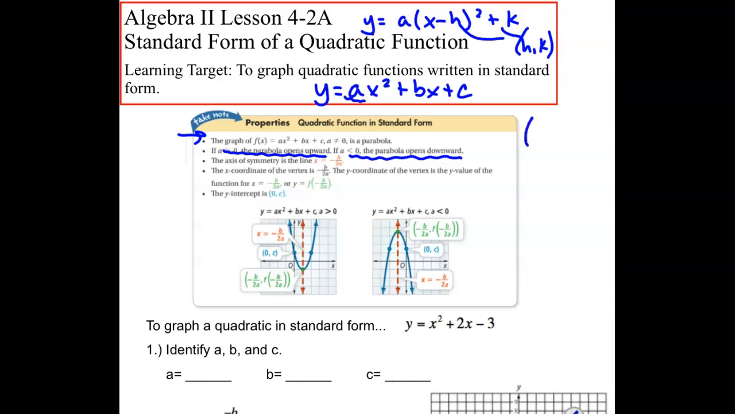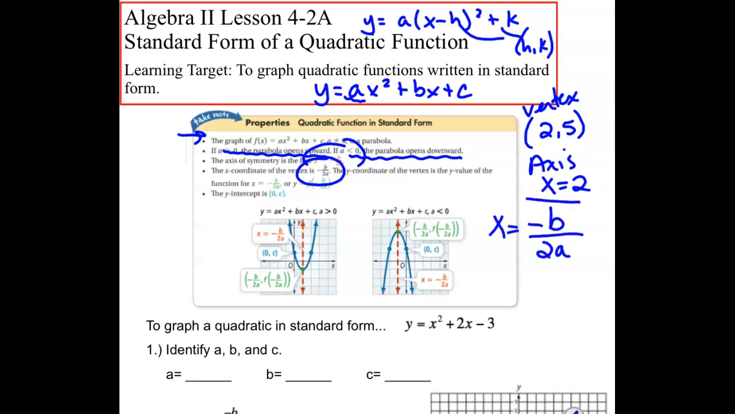Do you remember yesterday when we talked about a vertex? If our vertex was at, say, the point (2, 5), our axis of symmetry went right through that x coordinate, so we had x equals 2. So you'll notice here that our axis of symmetry and the x coordinate of our vertex is the same. So we can find that by taking the opposite of b and dividing it by 2a. That's going to be critical to what we're doing today. Once we know what x is, we can plug it into our equation to figure out our y value.